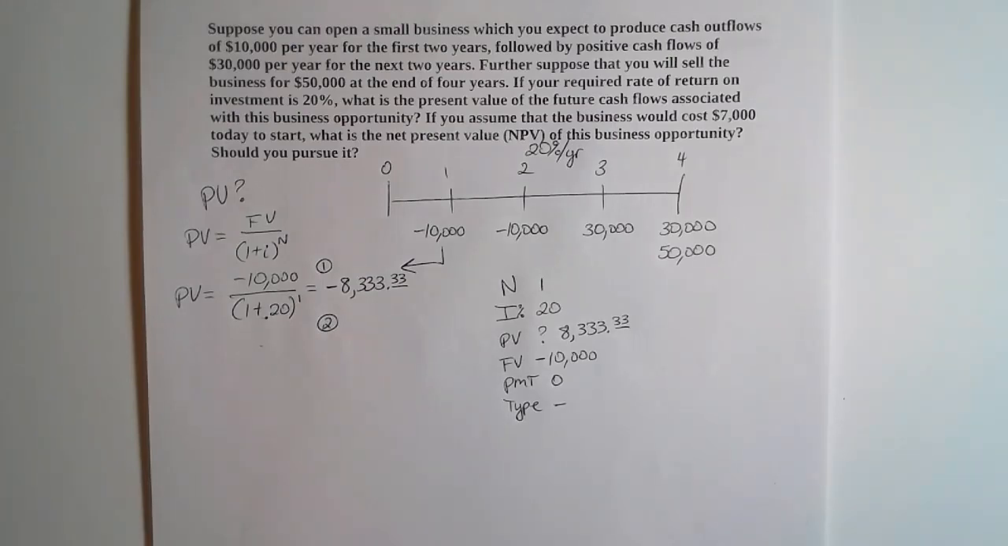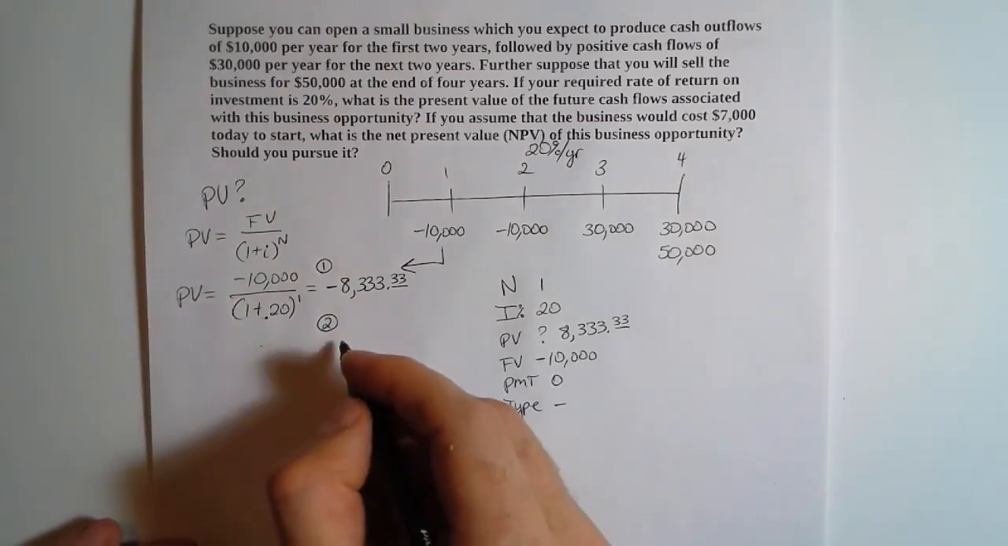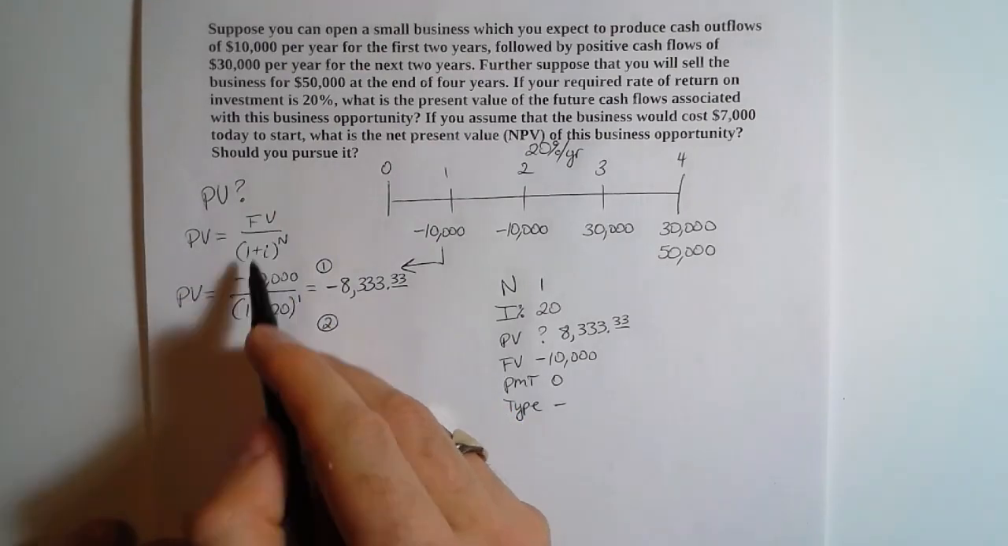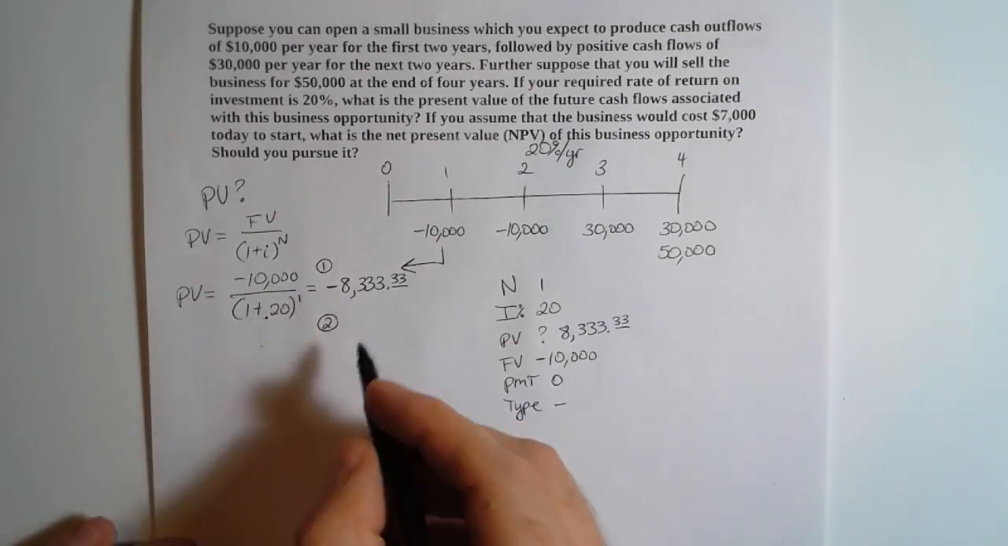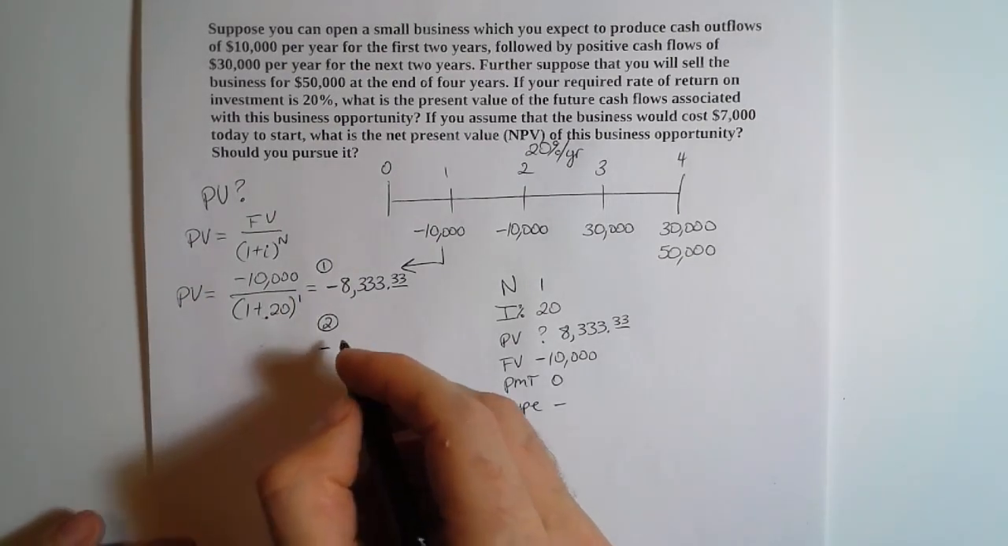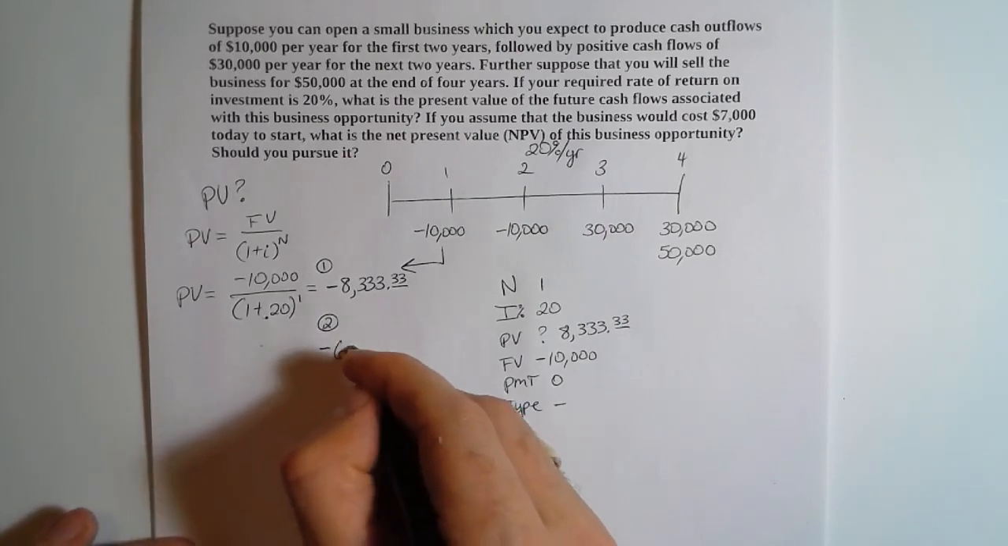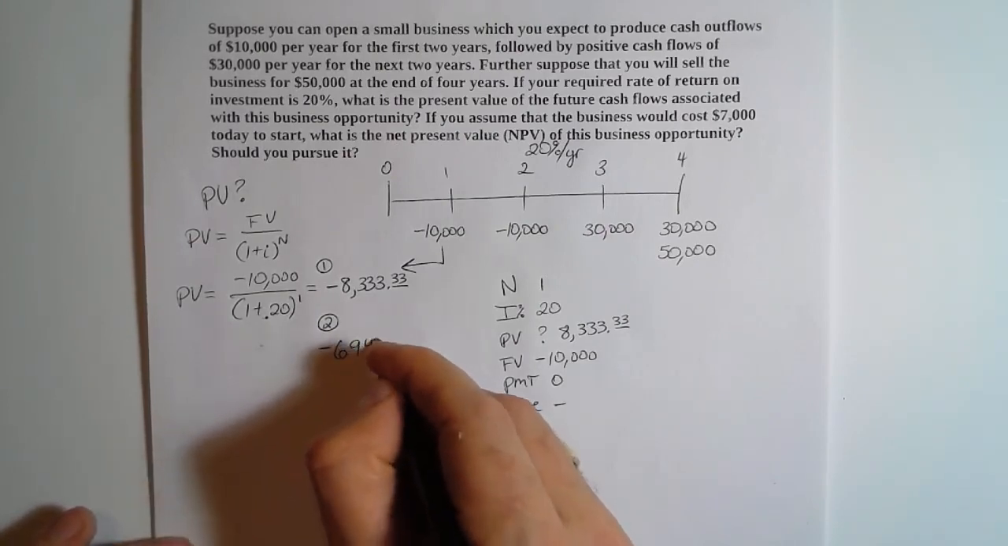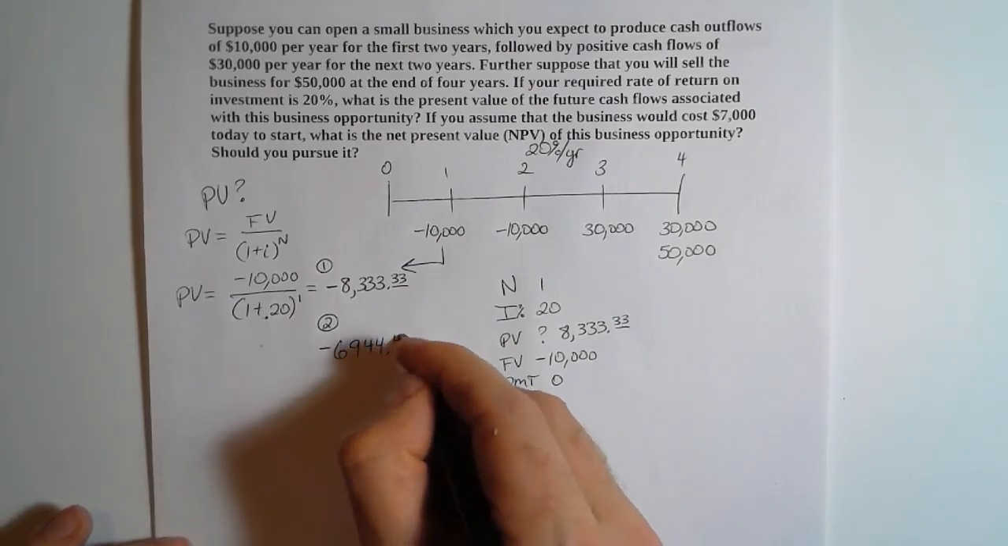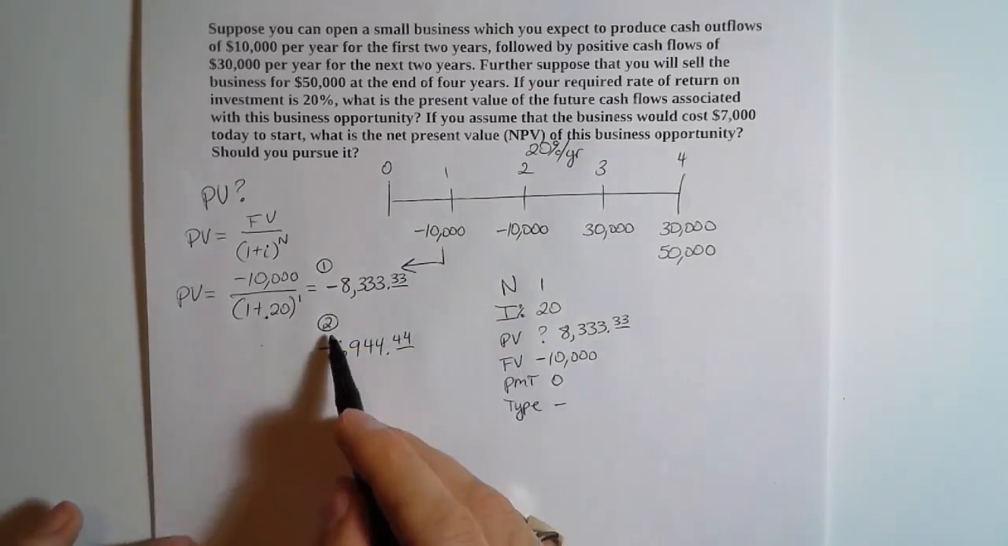Okay, so if you paused the video and tried that, and kept in mind the fact that a negative future value will give you a negative present value, then what you will have here will be a negative $6,944.44. So that would be the amount that you would have for year 2.